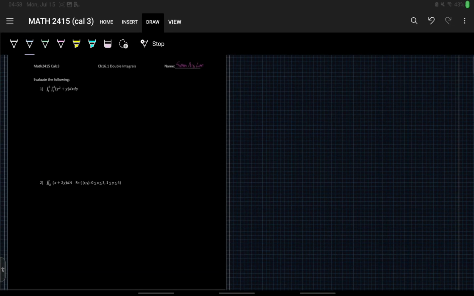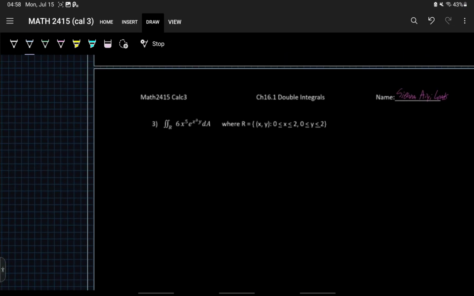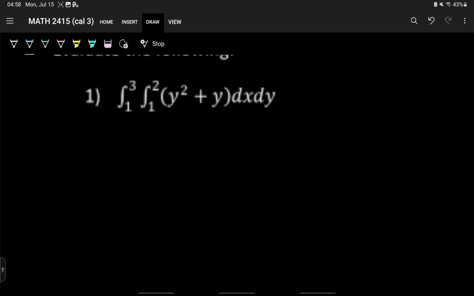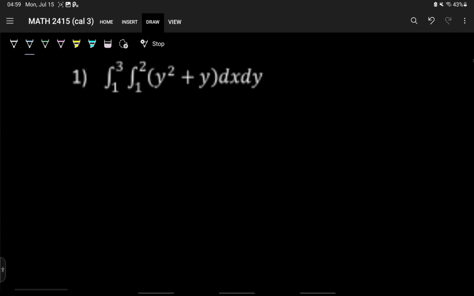Thought process for 16.1 double integrals. So the first integral I see here, immediately when I see this, I think we will need to integrate the function y squared plus y with respect to x first, and then with respect to y. So I'm going to go ahead and start with integrating with respect to x first.